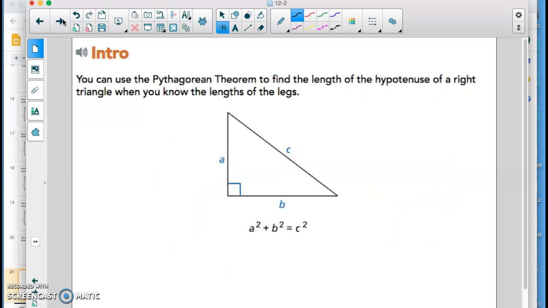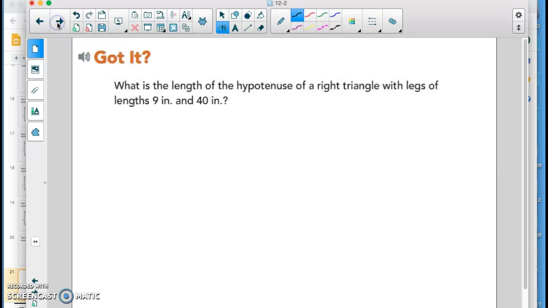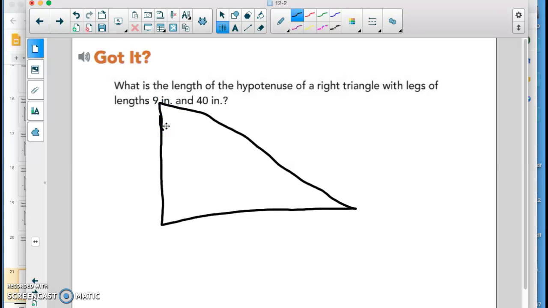So if we turn the page, here's just another little a squared plus b squared equals c squared. If we turn the page, we see our first problem. It says, what is the length of the hypotenuse of a right triangle with the legs of 9 inches and 40 inches? So the first thing I'm going to do, because I am a math teacher, is draw a picture, of course. So here's my 9 inch, here's my 40 inch.